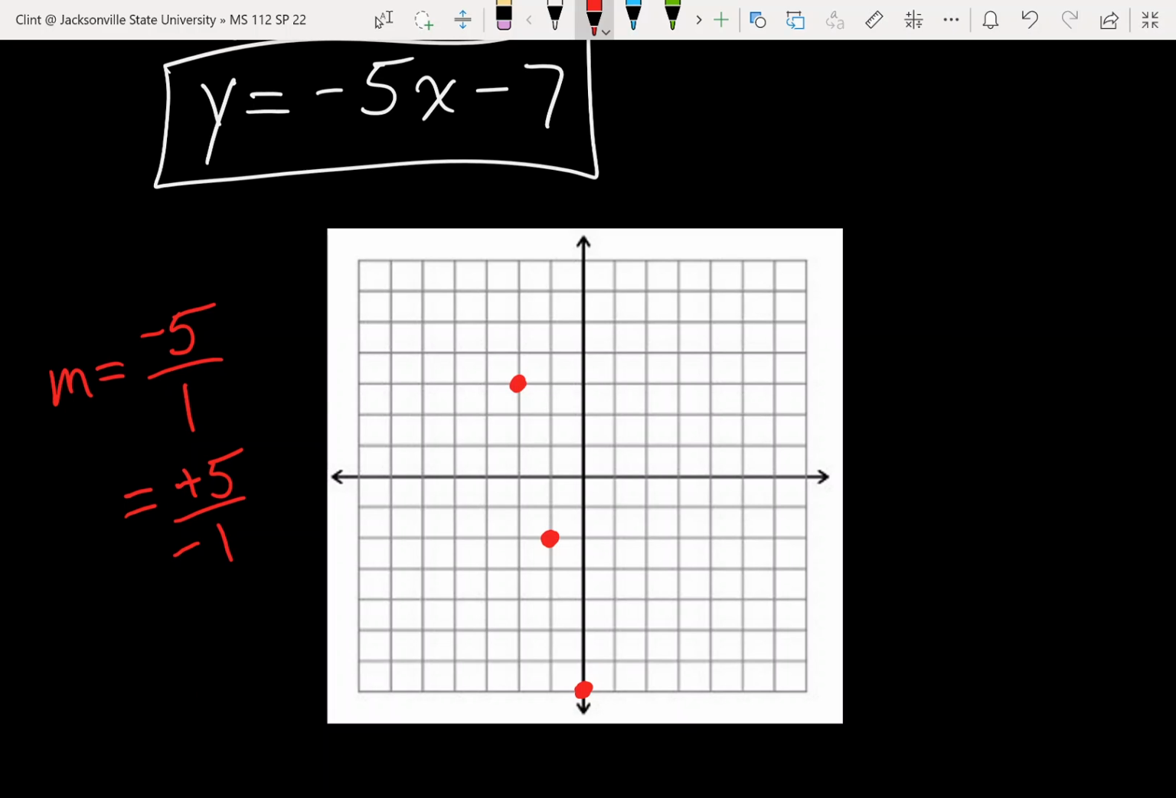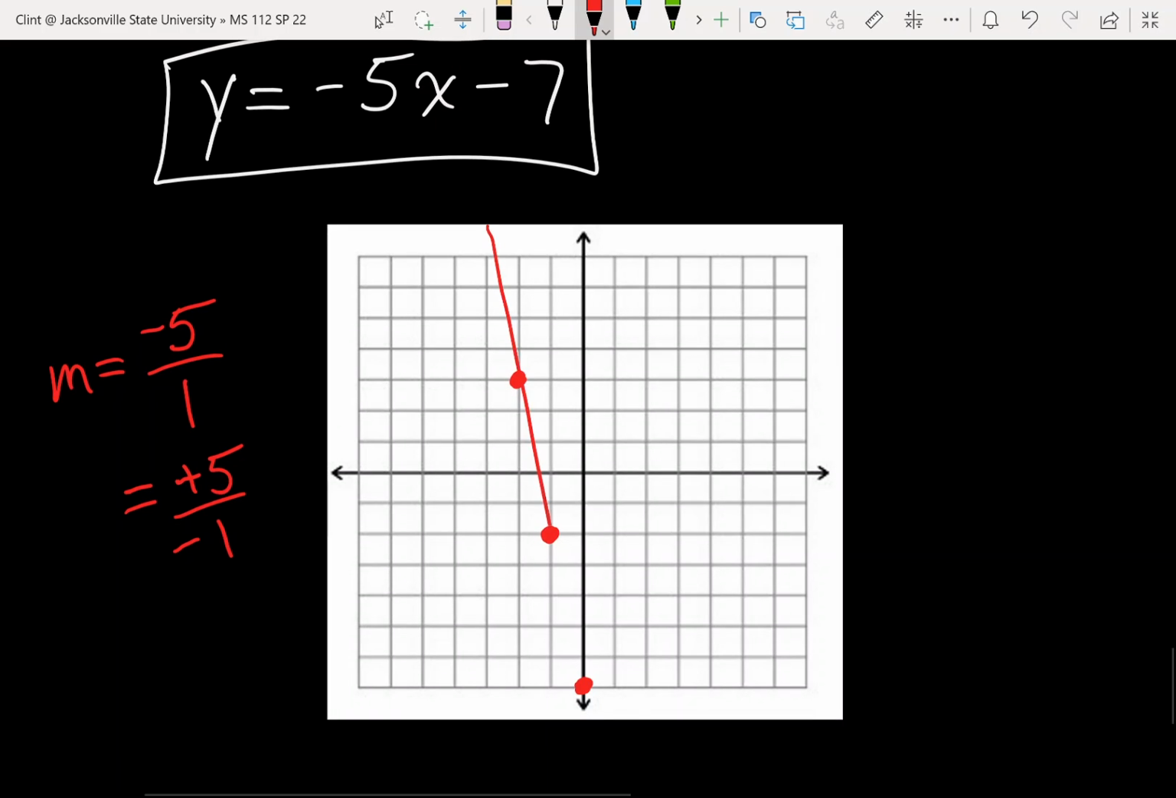And then if we draw in our graph, something like that. Here's our line. And it falls from left to right, negative slope. Questions on that one? We don't have too much more to do this section.